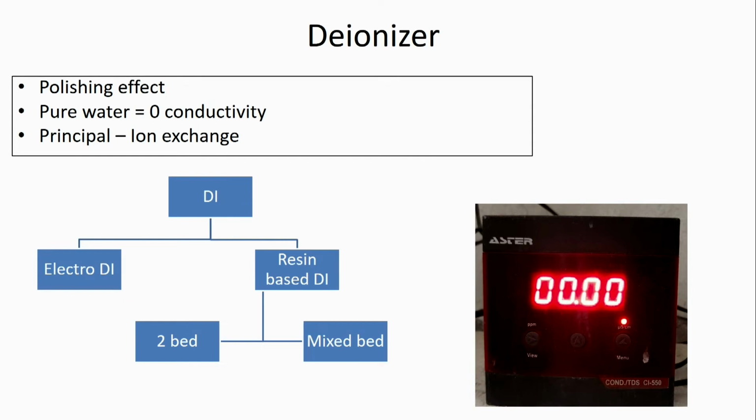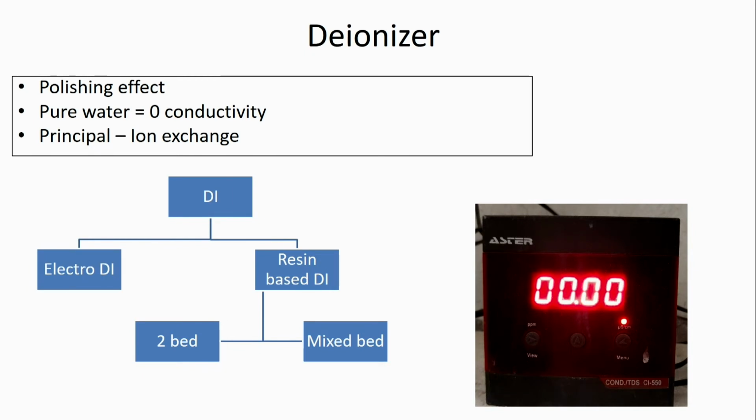Then further polishing of water is done by a deionizer to give pure water. Pure water has zero conductivity. As you can see, this is the conductivity meter which is kept online, and it is showing zero conductivity. So this means the water is pure, that is, without any ions, without any other impurities. It is just H2O.